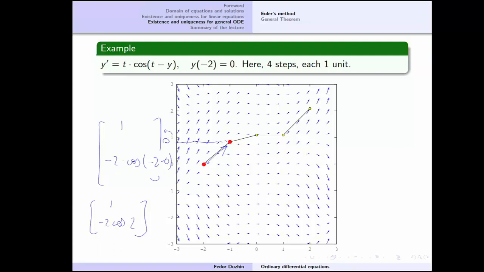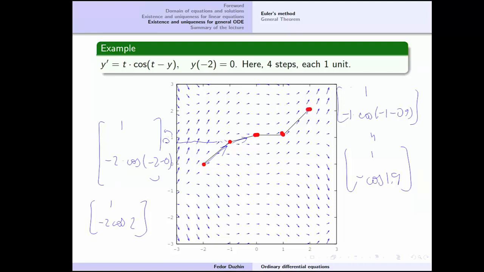Then we repeat the process, right? So then the vector of motion is 1, and the next coordinate is, t is -1, y is 0.9, so -1 times cosine of -1 minus y, which is 1.9 or something. Again, I'm not sure what it is exactly. But the important part is that we plot this vector with coordinates 1 and -cosine 1.9, and then we make one step in the direction of that vector, and then we come to the next point, and so on.